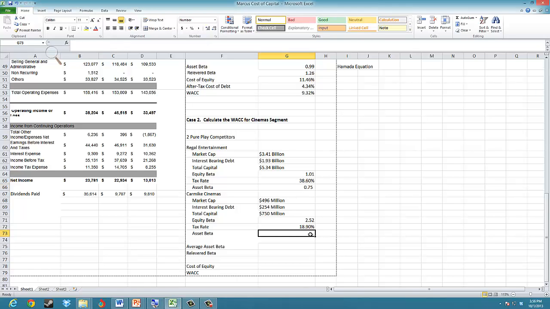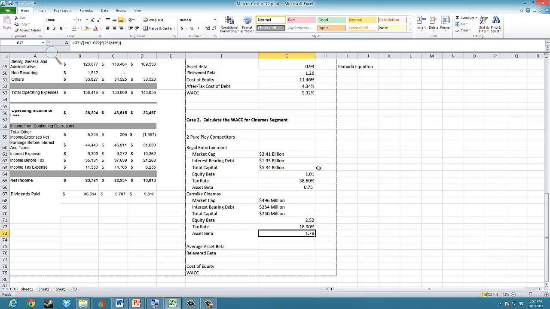All right, moving on to Carmike Cinemas. We first start off again by calculating the asset beta, and we do that by rearranging the Hamada equation and dividing the equity beta by 1 plus 1 minus the tax rate, and then multiplying that by the debt to equity ratio. Again, we don't have to put it in millions. We can just take the $254 million in debt and divide that by 496, and that gives us an asset beta of 1.78.